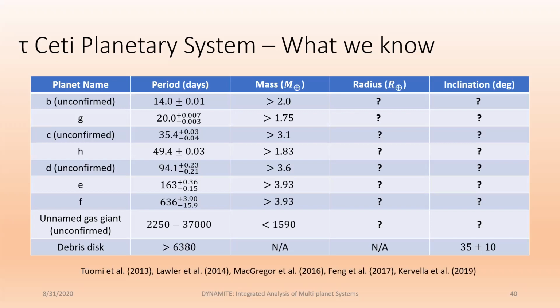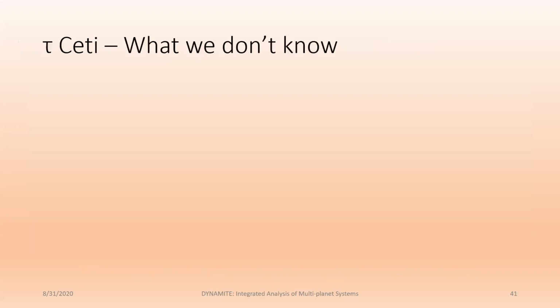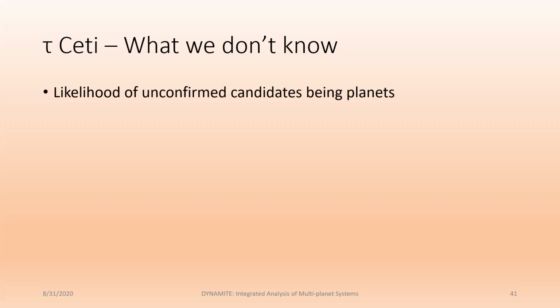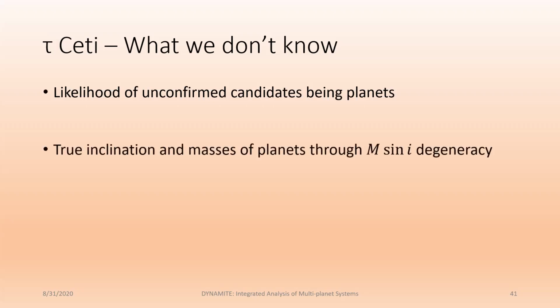There's also an unconfirmed Jovian analog in a multi-year orbit with weak constraints on the possible parameters, and a large debris disk exterior to all the planets, with a measured inclination of about 35 degrees. However, again, we still have a lot we can learn about the Tau Ceti planetary system. The signals for planet candidates B through D were not found with enough significance in the 2017 study, but they were not ruled out either. Since this system is entirely discovered through RV measurements, we have no known planet radii or inclination measurements, and the true masses of the planets are unknown due to the M sin i degeneracy.